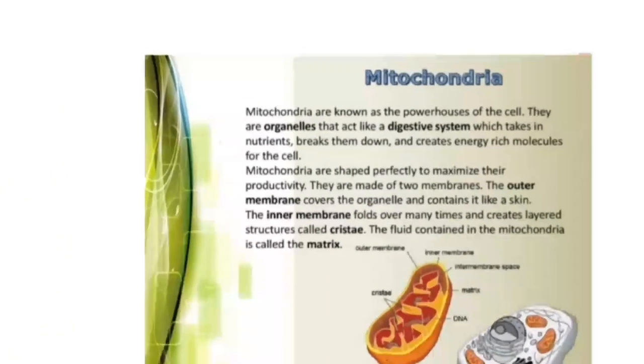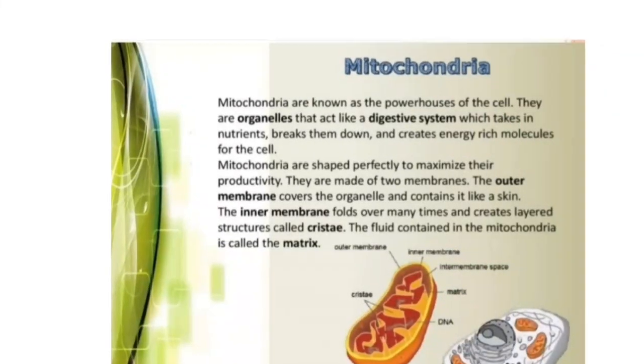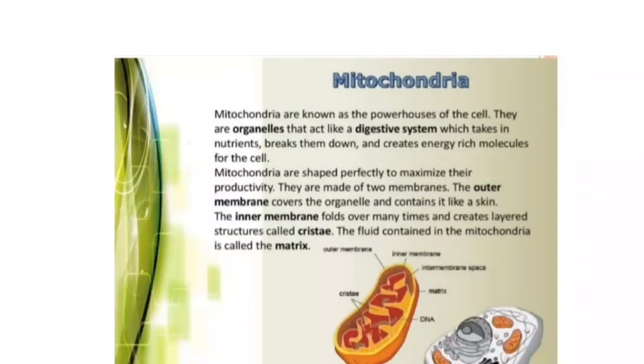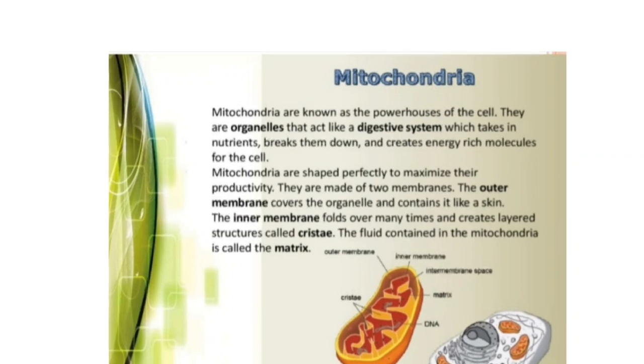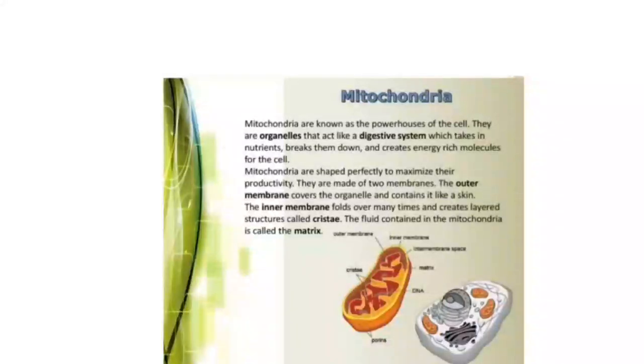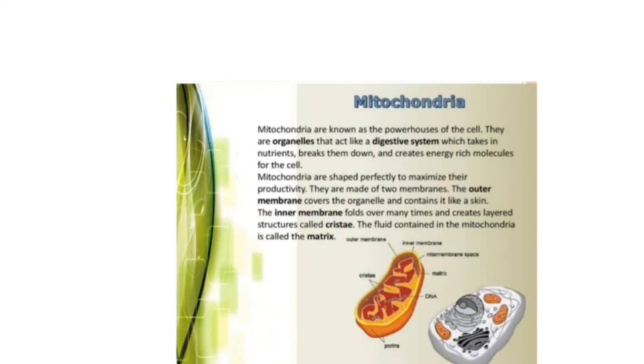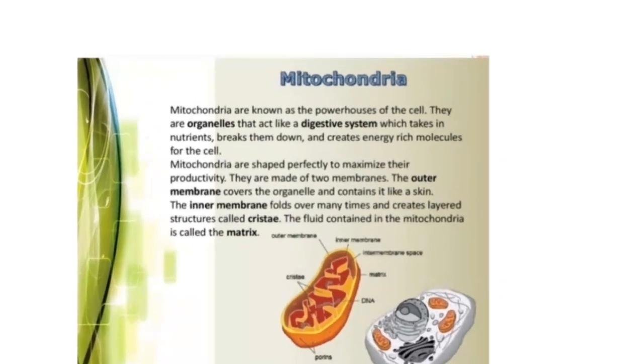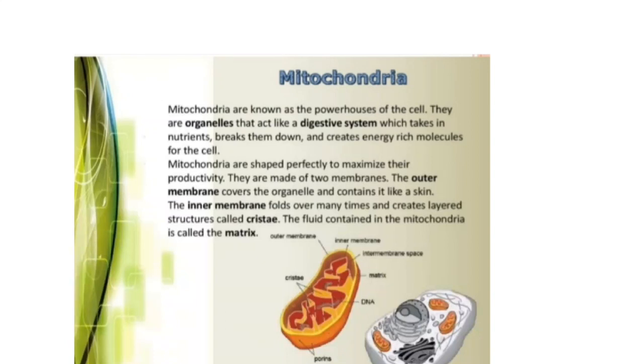Then next, the most important organelle of the eukaryotic cell is the mitochondria. Mitochondria are known as the powerhouse of the cell. They are organelles that act like a digestive system, which takes in nutrients, breaks them down, and creates energy-rich molecules for the cell. These energy-rich molecules are called ATP, adenosine triphosphate.